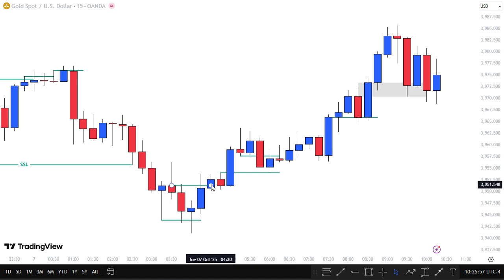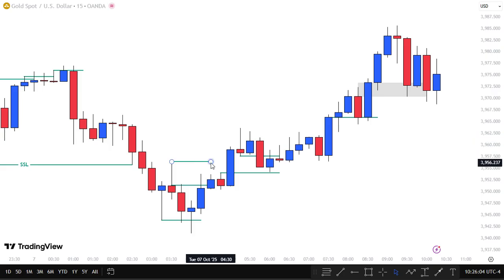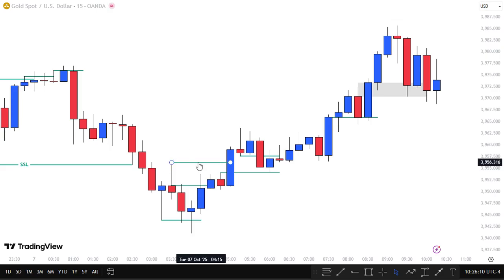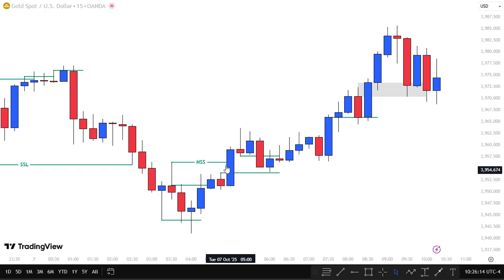If you're not yet sure, you wait for a market structure shift. And in this case, a market structure shift happened here. It happened here because we had price close above this most recent swing high. I would say it closed above what was now the most recent swing high, making this a valid market structure shift.